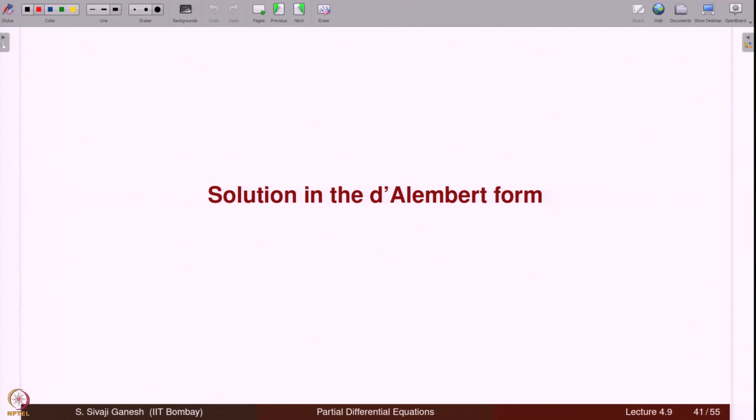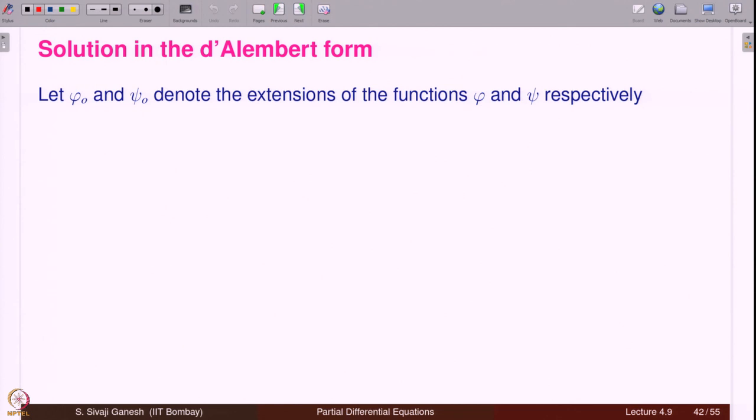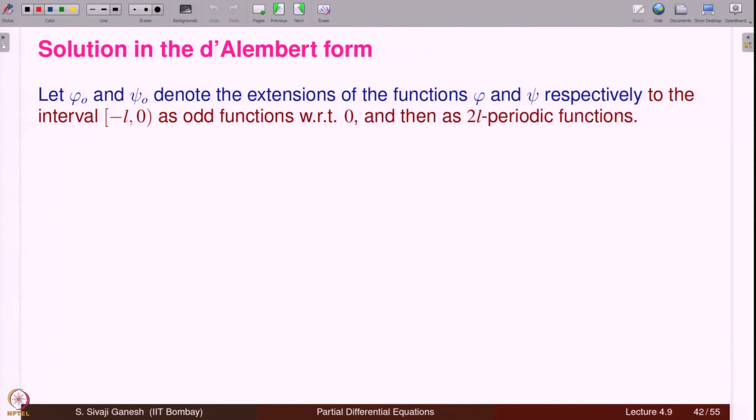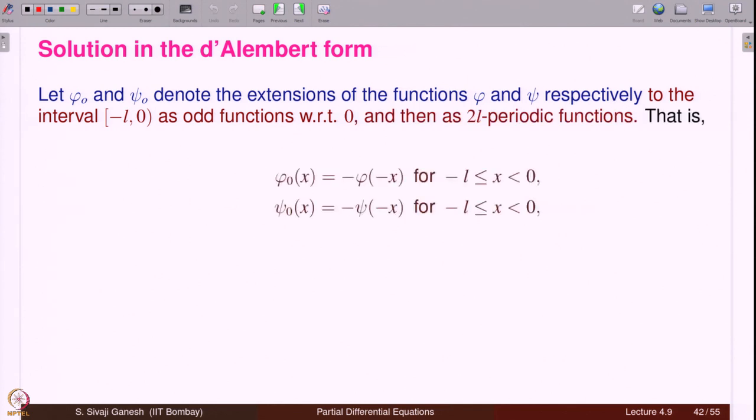So, let us get the solution in the D'Alembert form, that is another goal that we had. For that, phi and psi, which are defined only on 0 comma L, we need to extend to R, because we need to take phi of x minus ct, psi of x plus ct and so on. They should make sense, that means phi and psi should be defined for every real number. Let phi naught and psi naught denote the extensions of the functions phi and psi respectively to the interval minus L comma 0 as odd functions with respect to 0 and then as 2L periodic functions to R. So, phi naught of x is minus phi of minus x, psi naught of x is minus psi of minus x. This is what is extending the functions phi and psi as odd functions to the interval minus L comma 0. After that, we can extend it to R.